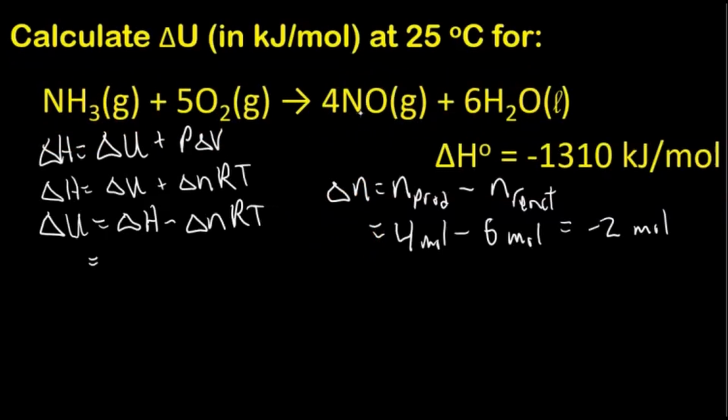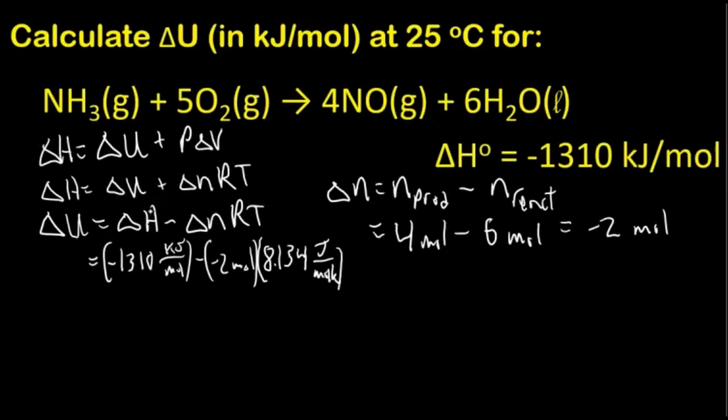So we're going to plug that in. The enthalpy change is negative 1,310 kilojoules per mole minus negative 2 moles for the change in the moles. R, now because we're dealing with energies, we want to use the R that has joules in it. 8.134 joules per mole Kelvin. And the temperature is 25 degrees Celsius. We need to be in Kelvin, so we'll put in 298 Kelvin.